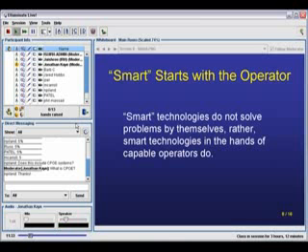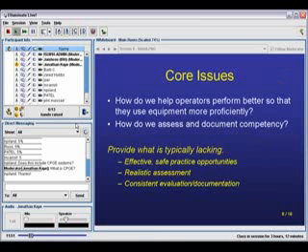Okay. So the idea is that the focus on making things better really needs to start with the operator. We can certainly make equipment better, but we're going to see the most dramatic impact if we focus on increasing operational proficiency. So the core issue, just as with Neil's question, is how do we help operators, whether medical or otherwise, perform better so that they can use the equipment more proficiently? And tied part and parcel to that is how do we assess and document competency?